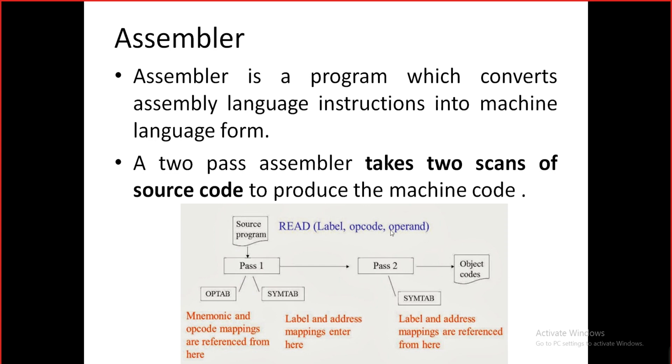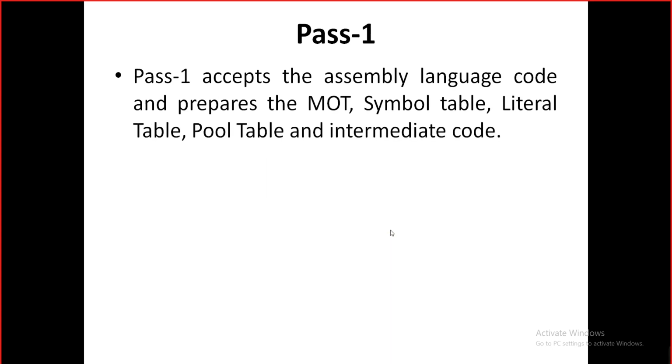Fine. Okay. So as I told, the assembly language code will be processed in pass 1, and it is going to prepare the machine opcode table, the symbol table, literal table, pool table, and obviously the intermediate code.